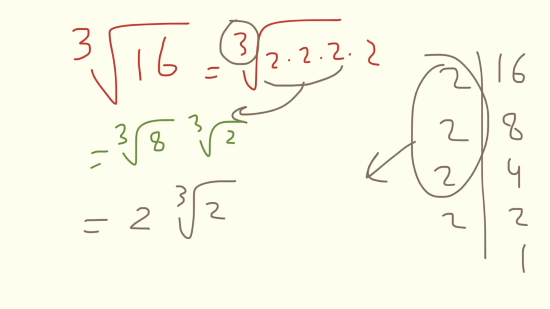Suppose I want to simplify, for example, the 5th root of 96. How do I simplify that? I have to factor. So let's factor this 96.